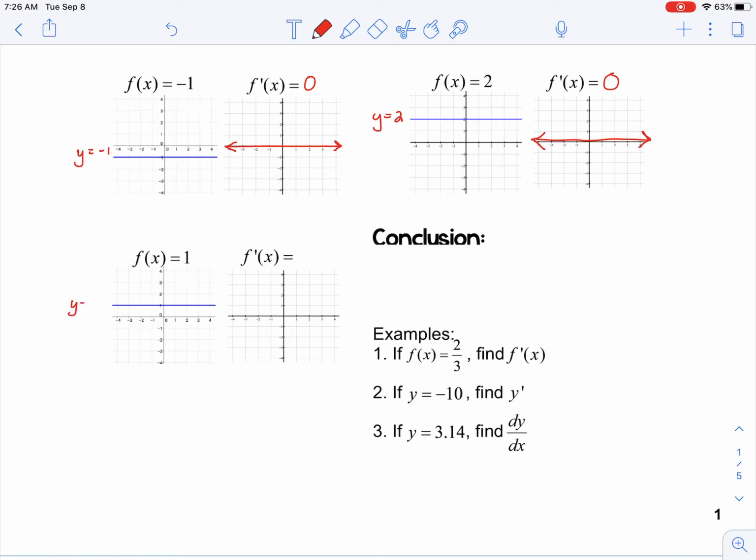Now let's look at the line y equals 1. F of x equals 1. The slope of that is 0. And so the derivative is 0. Derivative is the slope. So what conclusion can we make here? The derivative of a constant is 0.